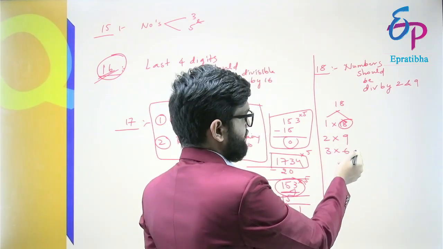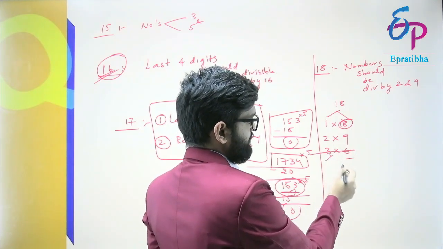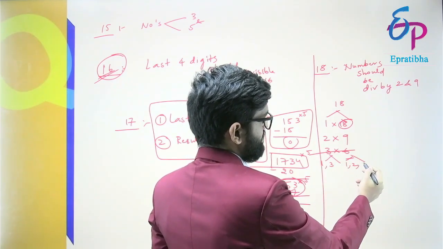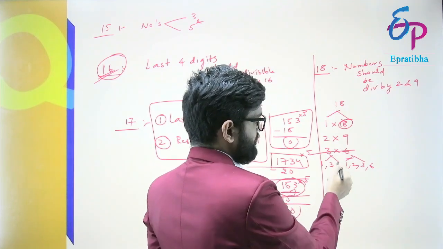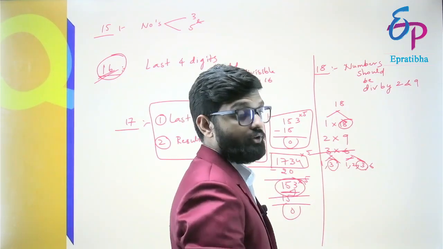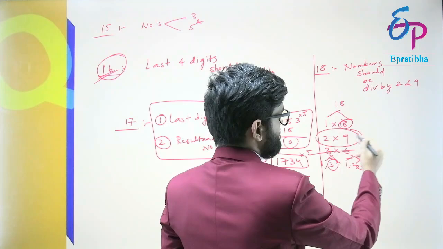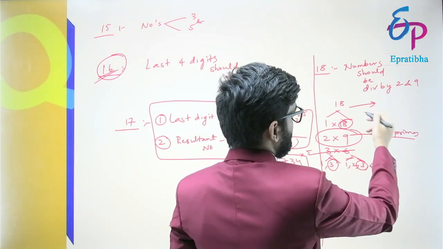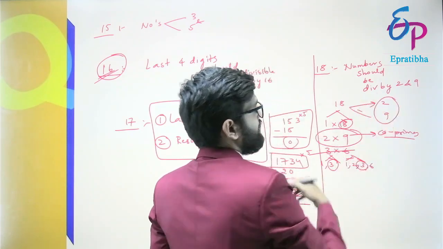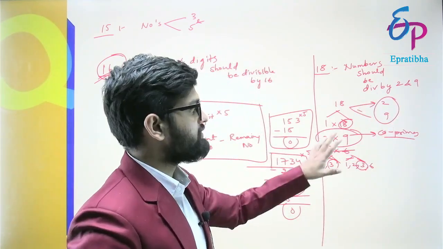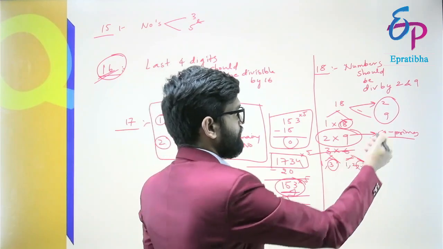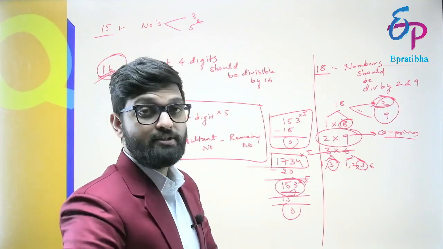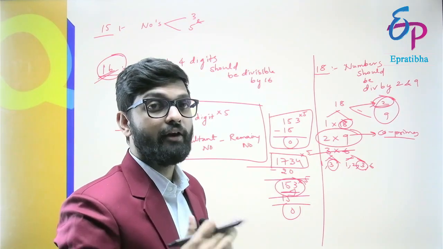Now why are we eliminating this one? What are the factors for 3? 1 and 3. What are the factors for 6? 1, 2, 3, 6. What is the highest common factor? The highest common factor is 3. I told you the numbers should be co-prime numbers, right? So these numbers are not co-prime. So that's why 18 should be taken as 2 and 9. You have to check the divisibility rule of 2 and the divisibility rule of 9. The divisibility rule of 2 states the last number should be divisible by 2, and the divisibility rule of 9 says the sum of digits should be divisible by 9.